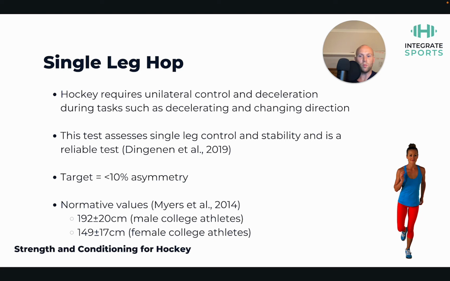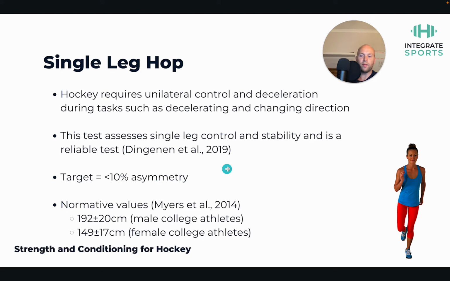Now, that would be an extreme one, and typically you'd probably see that in something like an ACL post-surgery score. So that would be a kind of extreme result, but typically under 10% is regarded as sort of the gold standard to aim for. And the smaller the better.